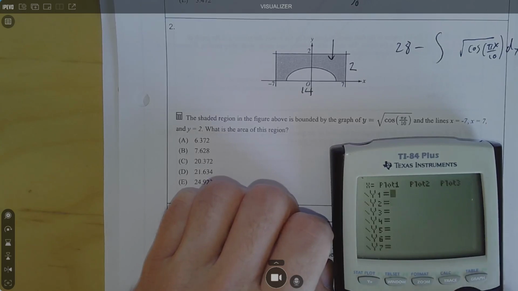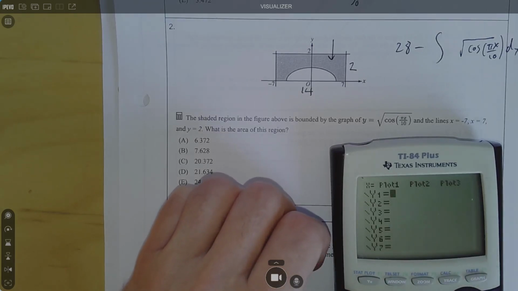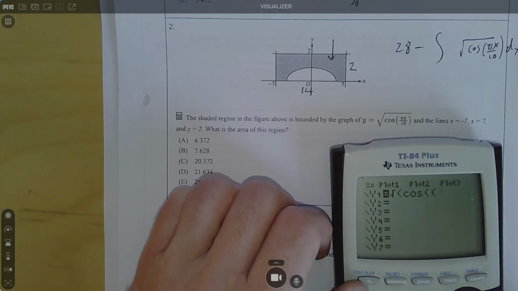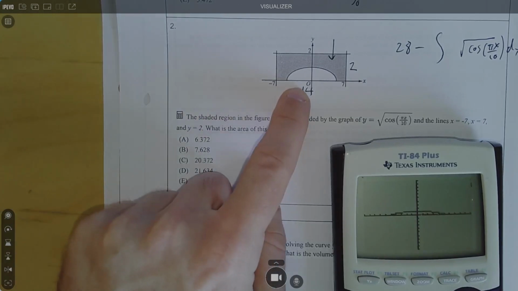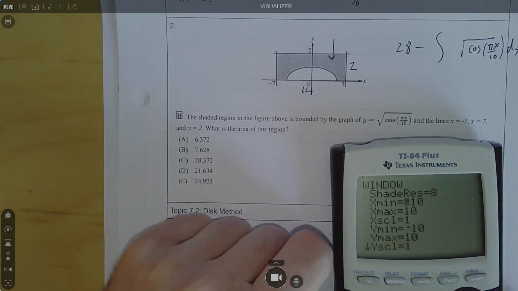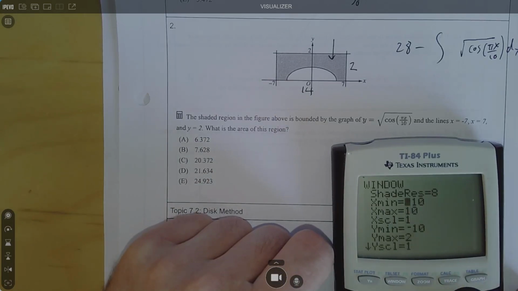Root cosine pi x over 10, zoom 6. Always do zoom 6 just to start out with. So that's that. Let's change the window a little bit so it'll come to us a little bit. Y max, I can set that to 2. Y min, I can set that to -1. And then maybe I'll change my X max to 7 and my X min to -7.